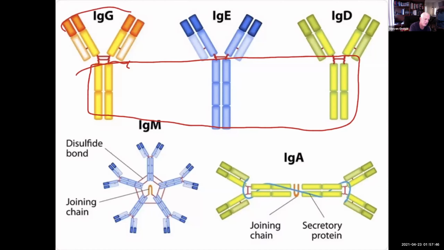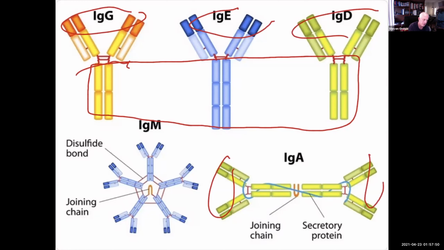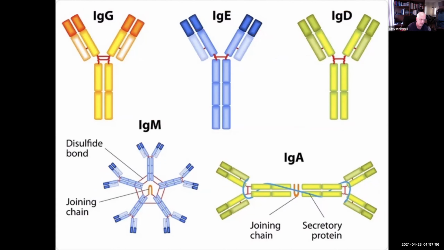And this is the different parts right here. These are your different parts that allow you to bind to the different antigens.